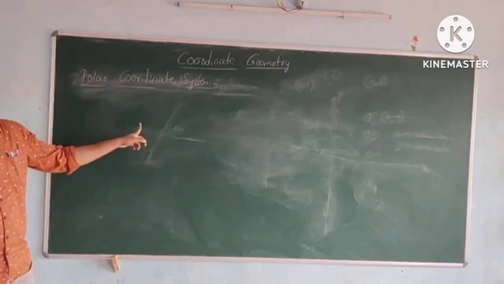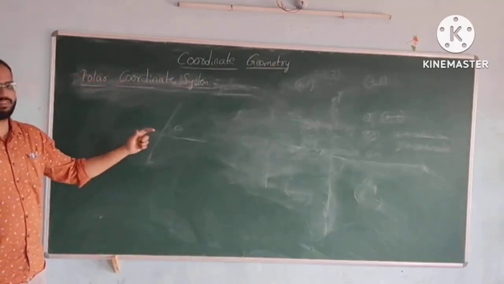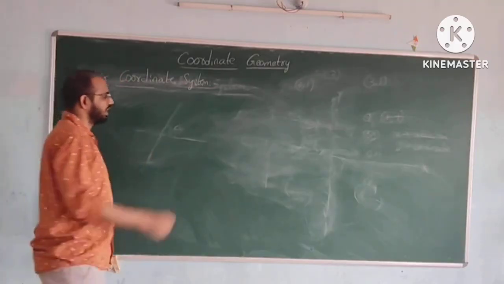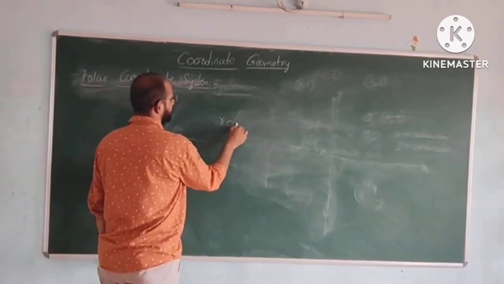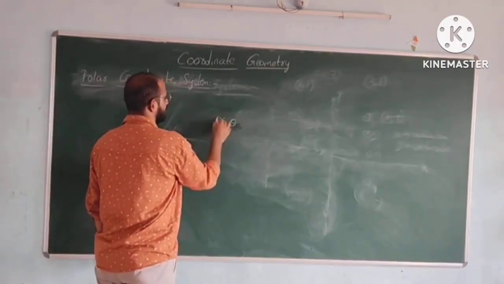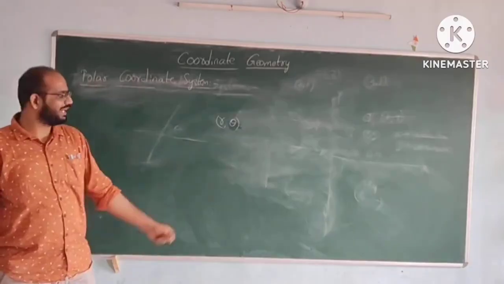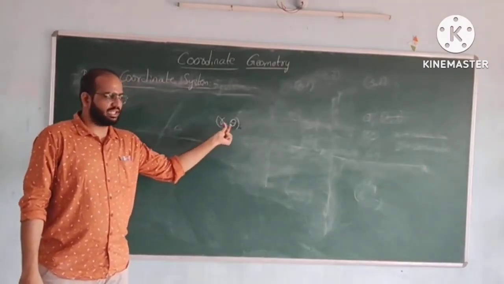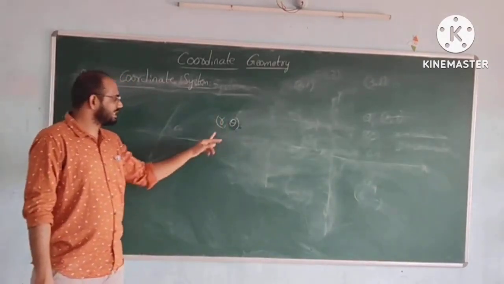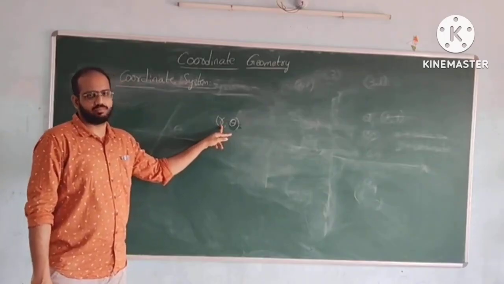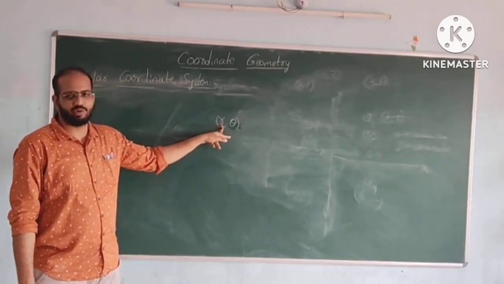In the polar coordinate system also, we have two different coordinates. Now, what are those two different coordinates? r and theta. Every point is determined by r and theta. Now, what is the value of r? r means the distance of the point from the origin.